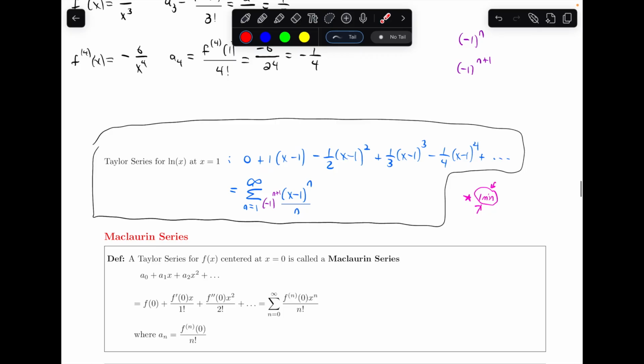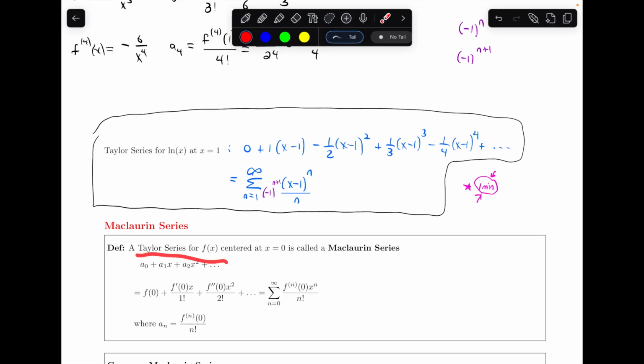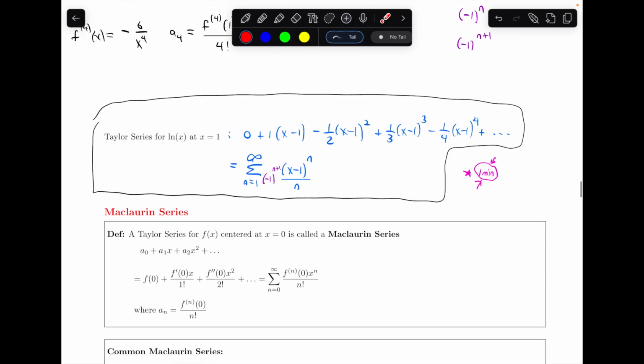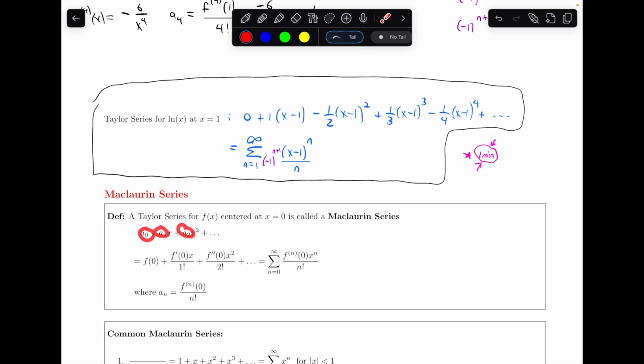And what a Maclaurin series is, it's a special Taylor series for a function when it's centered at x equals 0. And the formula for these coefficients is really similar to the one with Taylor series. In general, a sub n, this coefficient, involves doing the nth derivative of the original function and plugging it in at the center point 0, divided by n factorial.